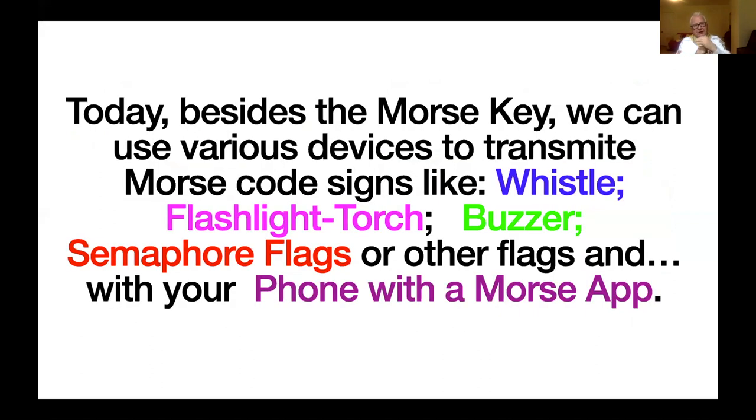But today, besides the Morse key, we have other devices: whistles, flashlights, torches, buzzers, smart flags, and also phones with Morse. Okay, I have a whistle here. If I want to transmit the S, this is a short sound, but if I want to transmit the dash, it's longer. So the dits, or the dots, are this short amount of sound. You see the difference?